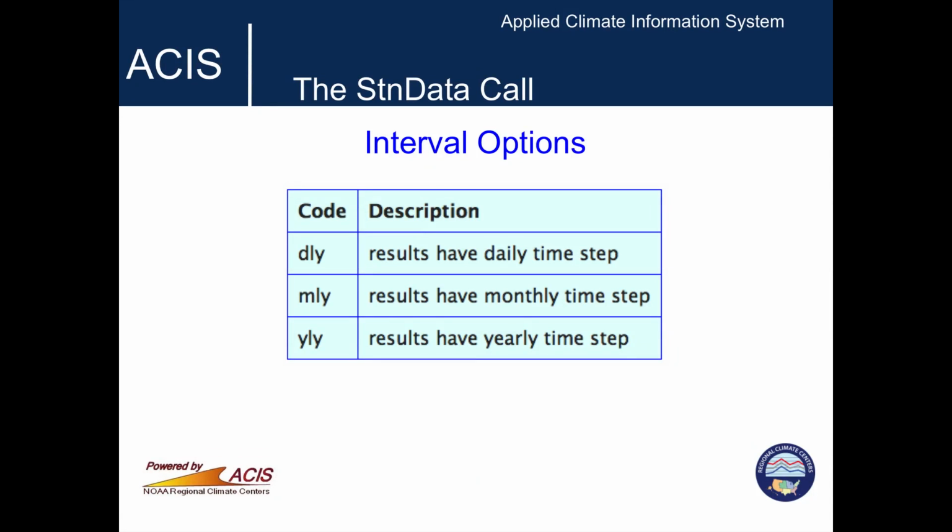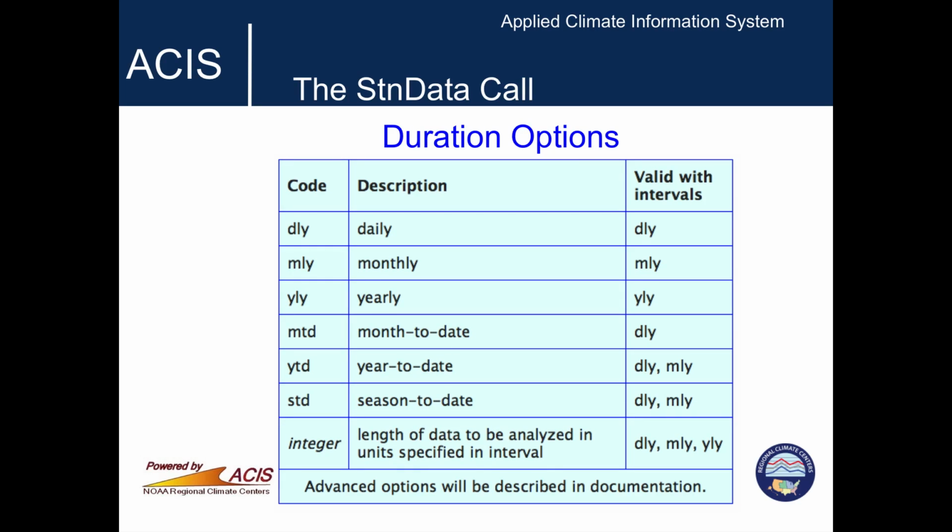The first optional parameter is the interval. Interval describes the time step of the results object. The interval is daily when results are required for each day in the starting to ending date interval. If only a single value is desired for each month or year, then the interval is set accordingly. When an interval is specified, a duration is also necessary. There are only certain interval duration pairs that are meaningful. Notice that duration options include month-to-date, year-to-date, and season-to-date.